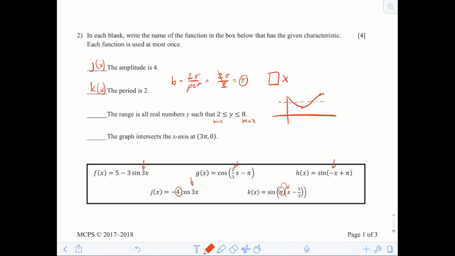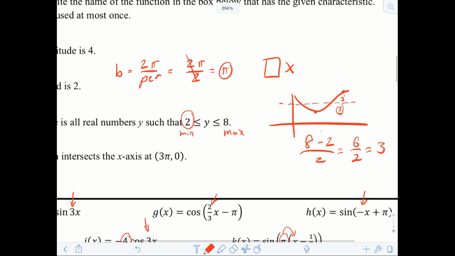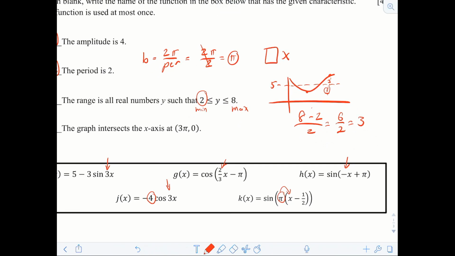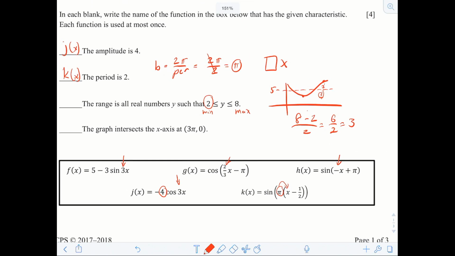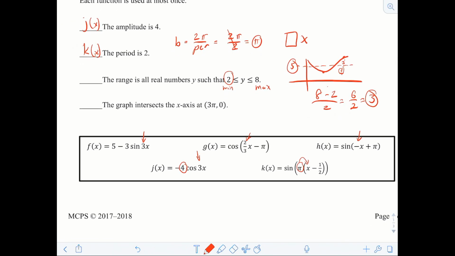I do know the middle line in between these two. So I'm going to take the max minus the min divided by 2. That gives us 6 divided by 2, which gives us 3. So that means it's 3 units in this direction, 3 units in this direction. I can figure out my midline by taking the minimum and adding the a value, which is 3. So this is going to be at 5. There could be a couple different values set up like this, but I'm looking for a midline of 5 and an amplitude of 3. It looks like there's only one equation that has that, which is f of x. So f of x is going to go right here.